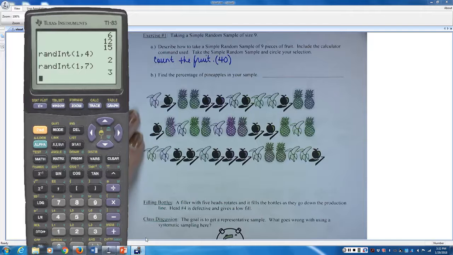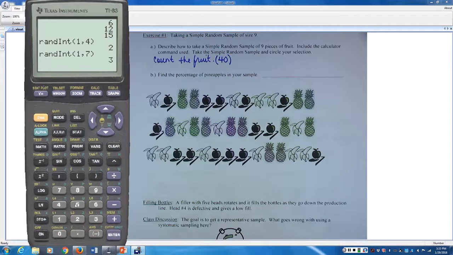Now, if I want 9 pieces of fruit, 40 divided by 9 does not come out even. It comes out to be 4.4. So I'm going to have my increment be 4, because it'll round down to 4. So my increment's going to be 4.